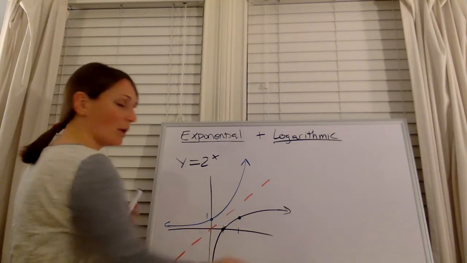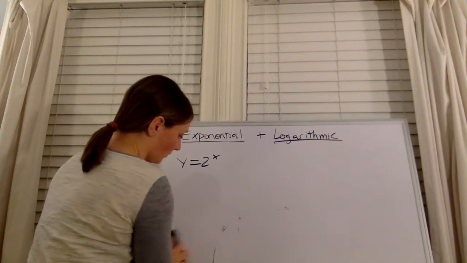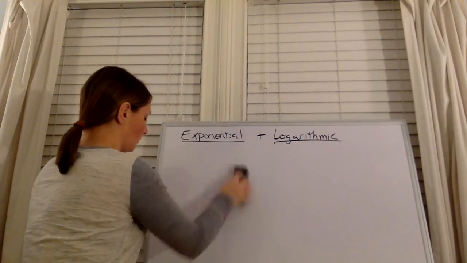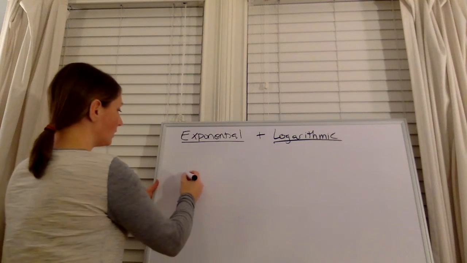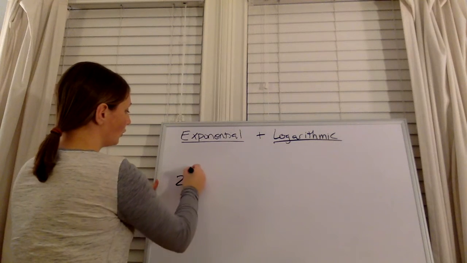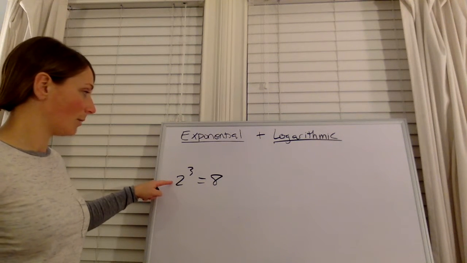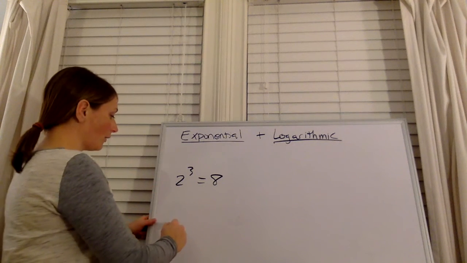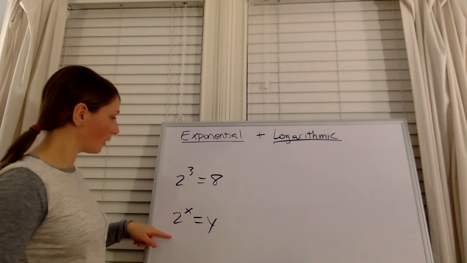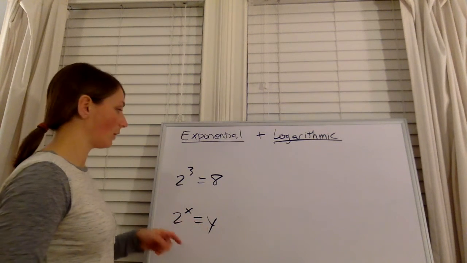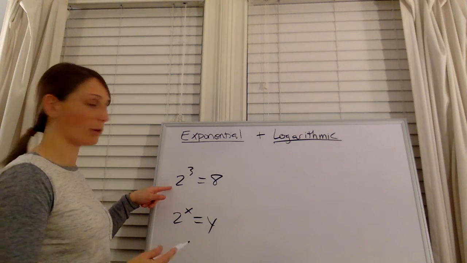So let me remind you of some quick logarithmic notation. We can make this statement, 2 cubed equals 8, for example. This is something we know is true. What this is saying is that on the function y equals 2 to the x, there is a point 3, 8. Right? So then we know there also exists a logarithmic statement that is equivalent.